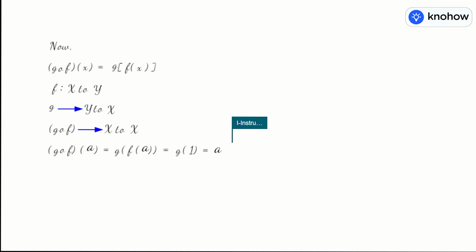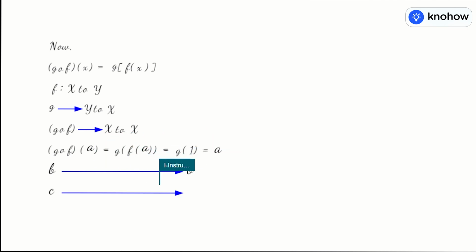Similarly, I can prove that G of f image of B will be B, C will remain C, and D is D. What do you call such kind of function? To such a function, where every element has the same image as itself, you call it the identity function.